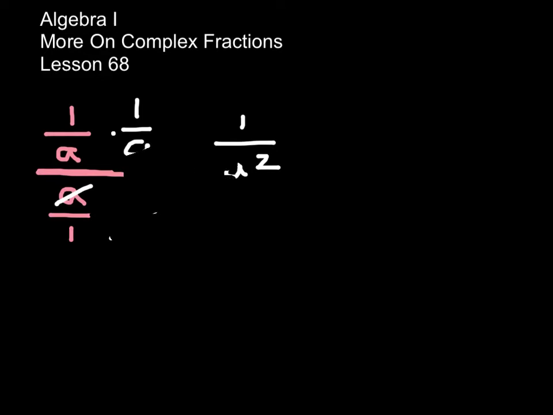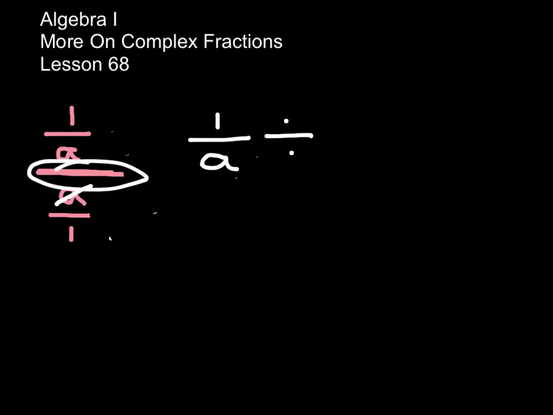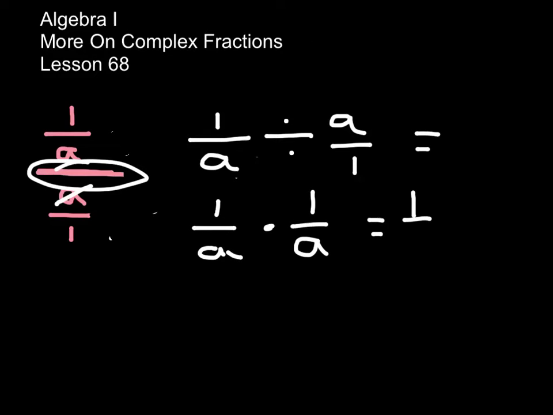Now another way that we can simplify this complex fraction is I could think of it as 1 over a divided by, because the bar means division, a over 1. And remember, when you divide fractions, it's the same thing as multiplying by the reciprocal of the second fraction. And notice that we get our same answer of 1 over a squared then.